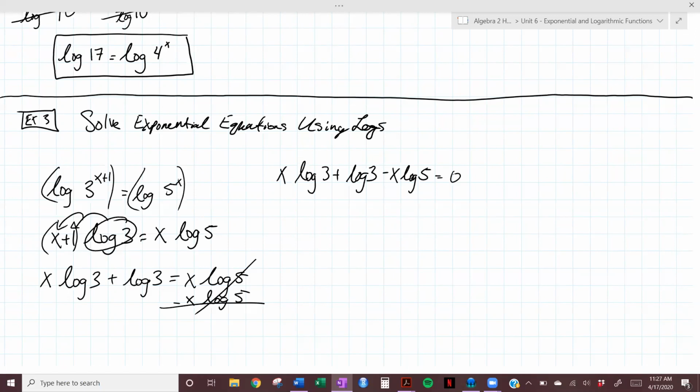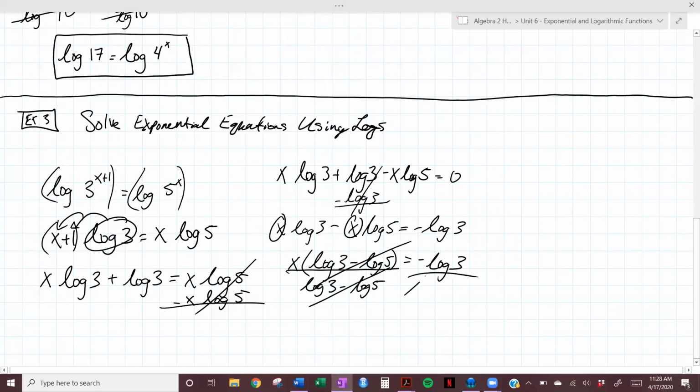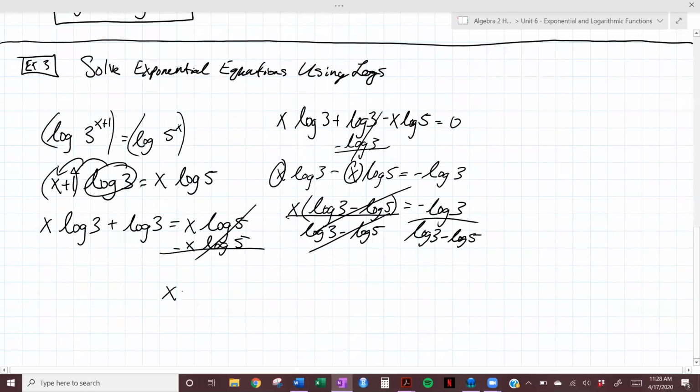Since we have our x's on one side, we need our log of 3 moved to the other. So I subtract log 3, that cancels, so I have x log 3 minus x log 5 equals negative log of 3. Since we have a common term, the x, I can pull out an x: x times log 3 minus log 5 equals negative log 3. To get x by itself, divide by log 3 minus log 5. Those cancel. So x is approximately, when you punch that into your calculator, 2.15.